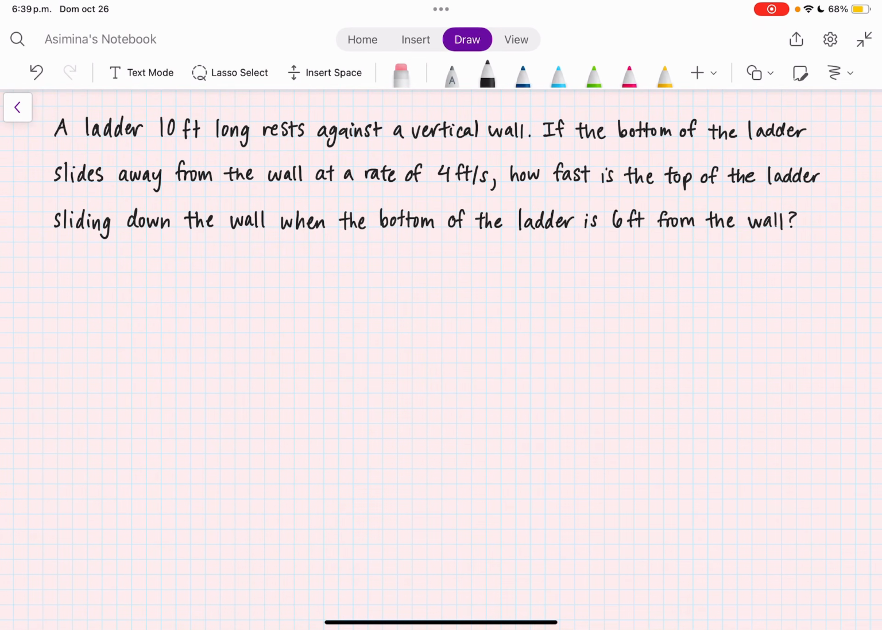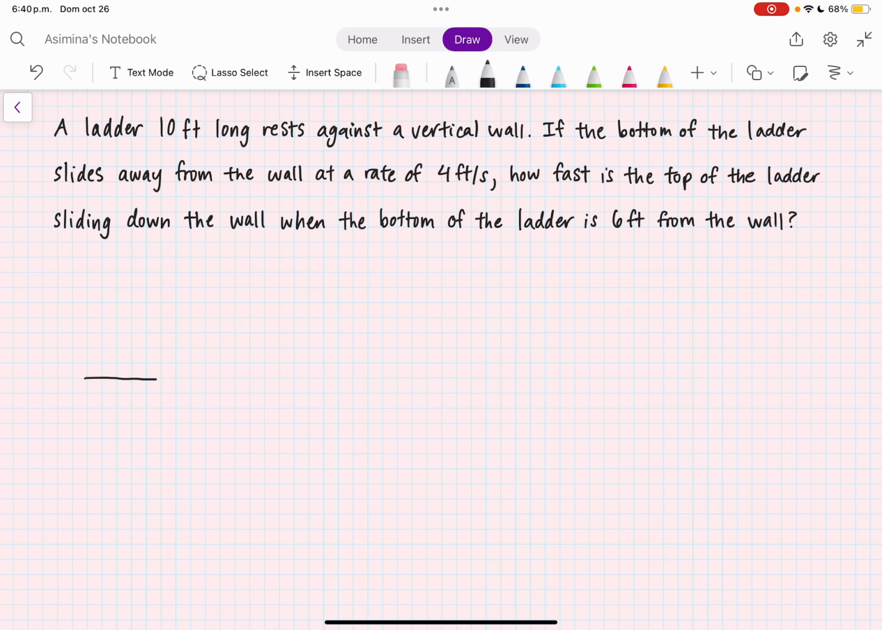In this video, we are going to solve the following related rates problem. A ladder 10 feet long rests against a vertical wall. If the bottom of the ladder slides away from the wall at a rate of 4 feet per second, how fast is the top of the ladder sliding down the wall when the bottom of the ladder is 6 feet from the wall? So first, let's draw a diagram so we can make sure we understand the situation.